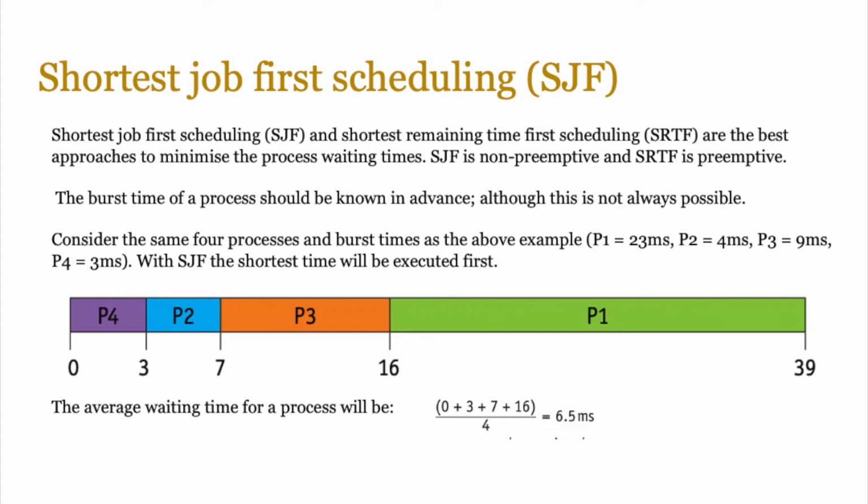So now you can see that the start times for each algorithm are slightly different. You do exactly the same as previously: add all the start times, divide by 4, and you end up with a wait time of 6.5 milliseconds, which is a lot quicker than FCFS.